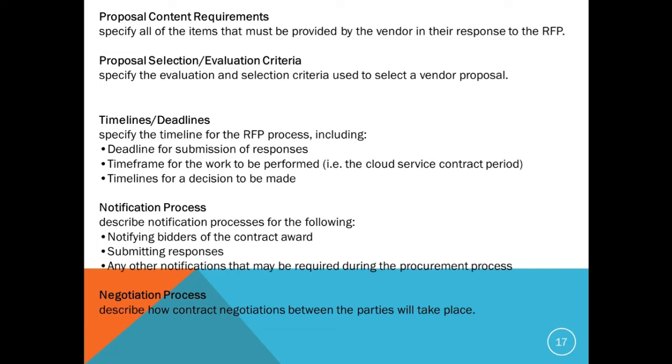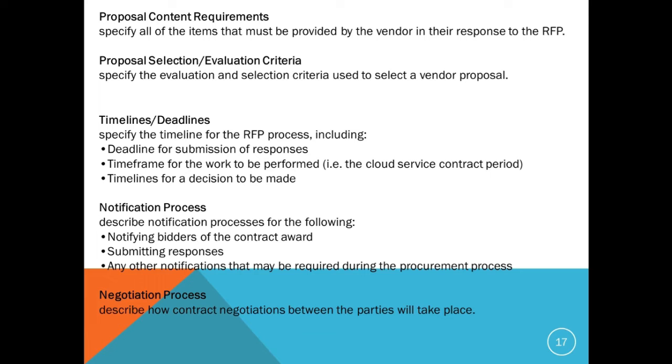Then next is the timelines and deadlines. As the title suggests, this specifies the timeline for the RFP process, which tells what time is given to submit a response against this RFP, and how much time the provider will take to do this job. This is very important, because timeline is always important for any business, because time means money. So companies are very particular and have a serious concern about the timelines.